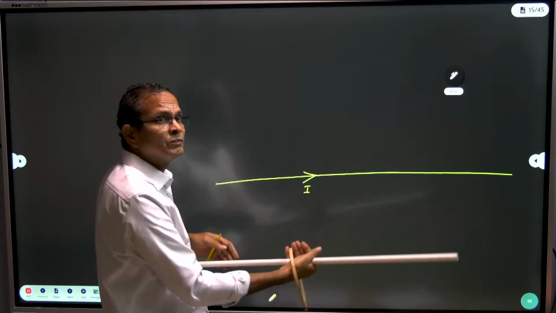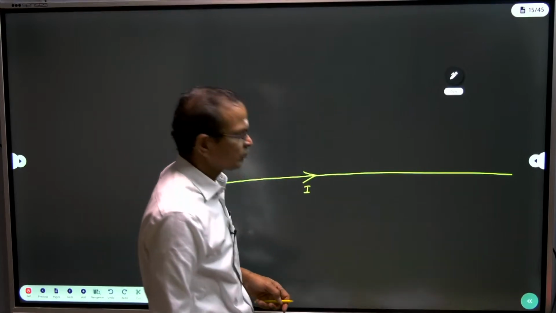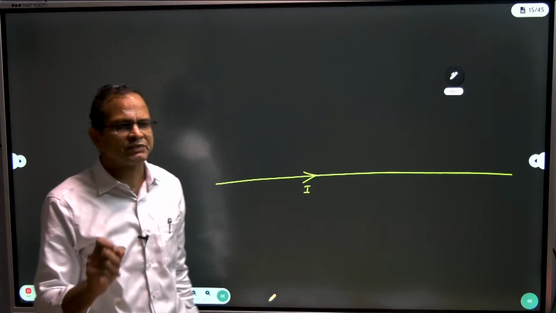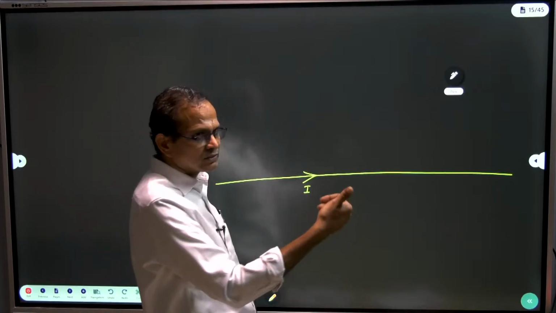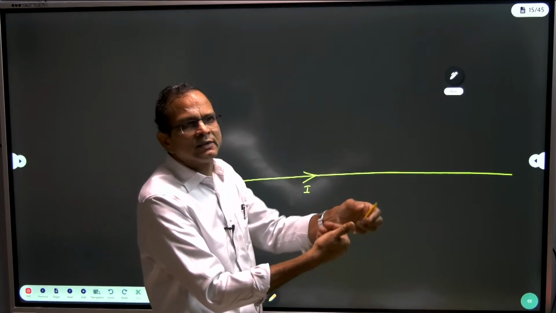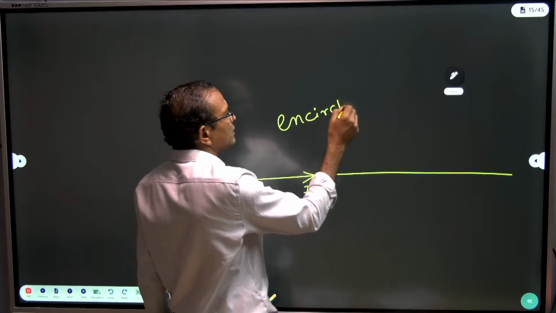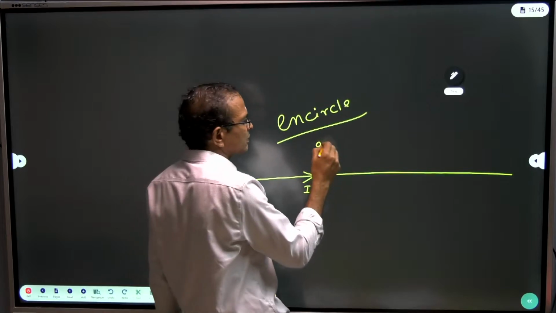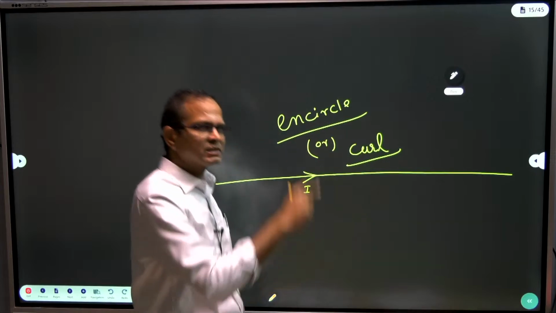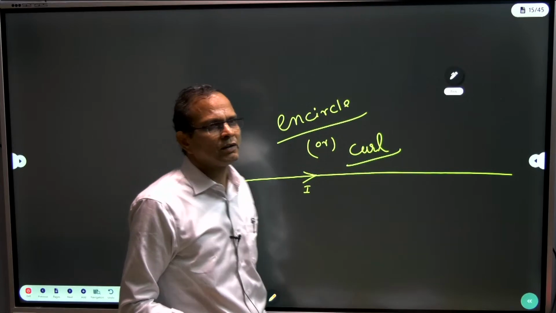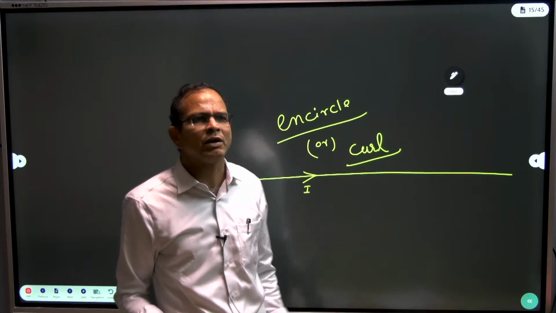Is it not clear? How should we express that in words, sir? I will tell you. If we assume as if you hold a current carrying straight wire in your right hand such that the thumb shows the direction of current, then the end circle or curl of the rest of the fingers gives you the direction of magnetic field around it. Curl means circle, okay? Concentric magnetic field.